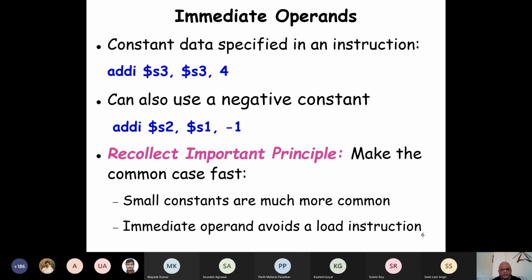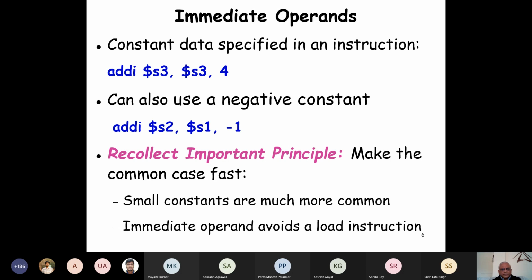Now let's look a little bit at immediate operands. We said that the immediate operand, this decimal number 4, is the immediate operand in this assembly instruction. Add immediate 4 to the contents of S3 and store in S3. So basically, increment S3 by 4.